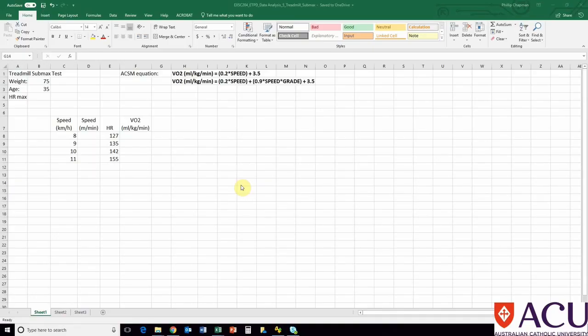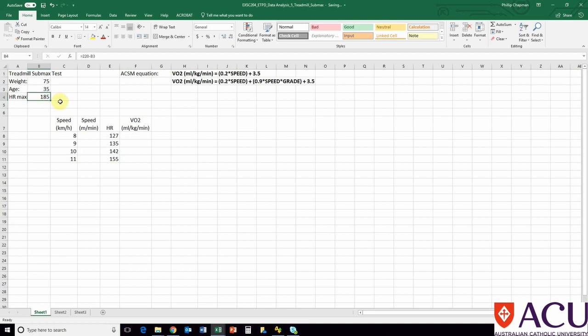Here we have the data of our treadmill runner doing a submax test. He weighs 75 kilos, he's 35 years of age, and his heart rate max is equal to 220 minus his age. That's his predicted heart rate max. You can use different formulas. I like to use the 220 minus age because it's easy to remember, but they're all around the same.